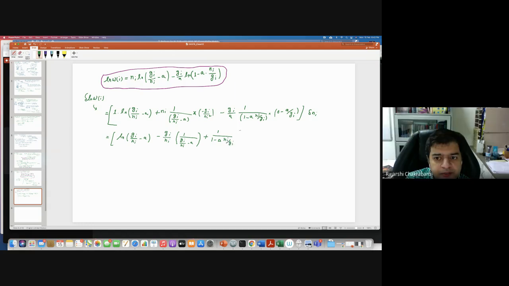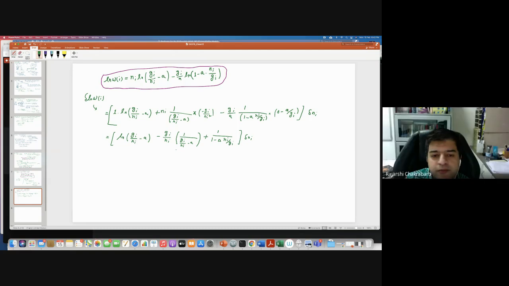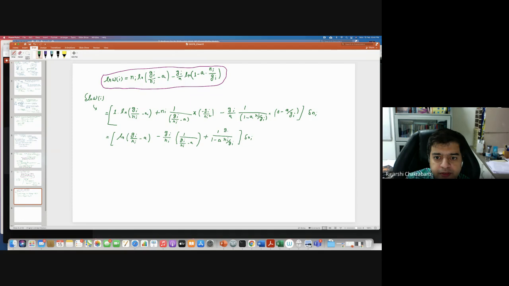But what is this term? So this is nothing but, if I multiply this, it will go 1 minus a into gi by ni, isn't it? Okay, is this clear? Yes, sir. Because I had forgotten to write this.